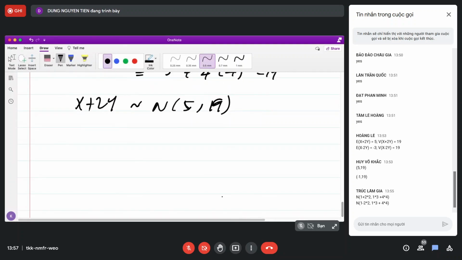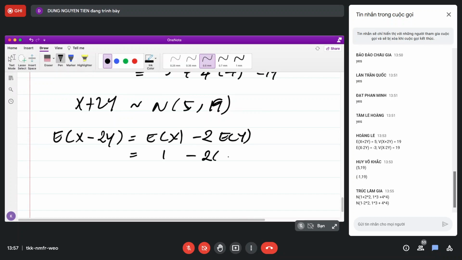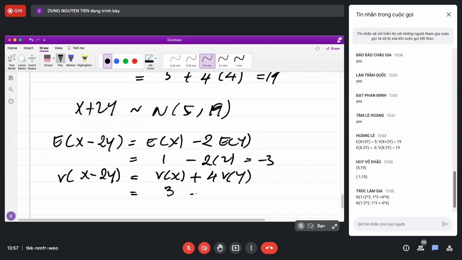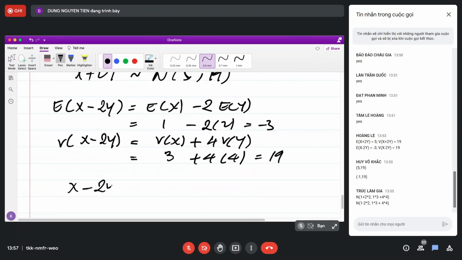All right, next, we want to find the mean of x minus 2y. That is the mean of x minus 2 times the mean of y. The mean of x is 1 minus 2 times 2, and you get minus 3. For the variance of x minus 2y you have to be careful. It must be the variance of x plus 4 times the variance of y, and you get 3 plus 4 times 4, it is still 19. And then x minus 2y follows a normal distribution with mean minus 3 and variance 19.